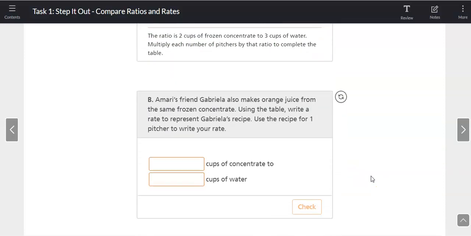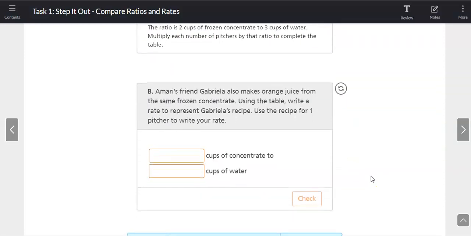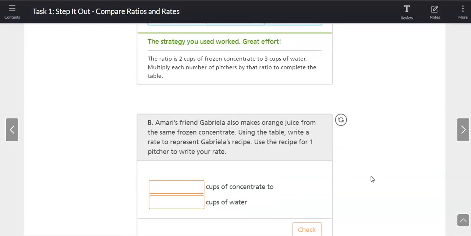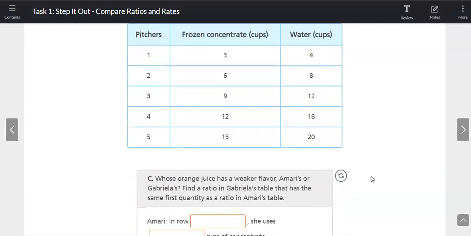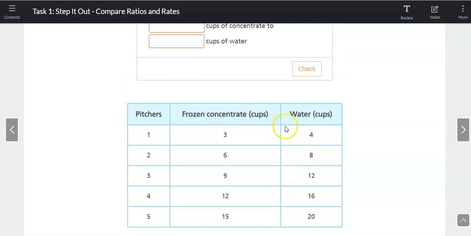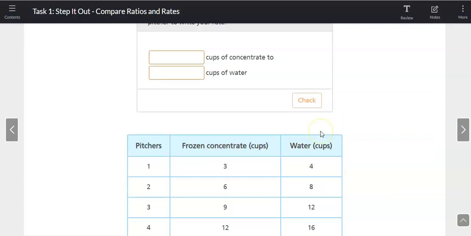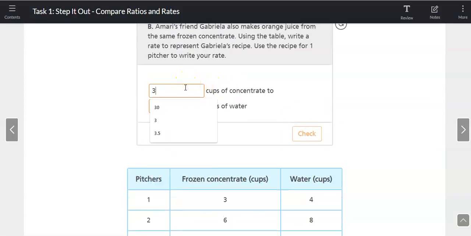Okay, let's go down to B. Amari's friend Gabriella also makes orange juice from the same frozen concentrate. Using the table, write a rate to represent Gabriella's recipe. Use the recipe for 1 pitcher to write your rate. I think we are looking right here. For every 3 cups of concentrate, we're going to use 4 cups of water. So we have 3 over 4.